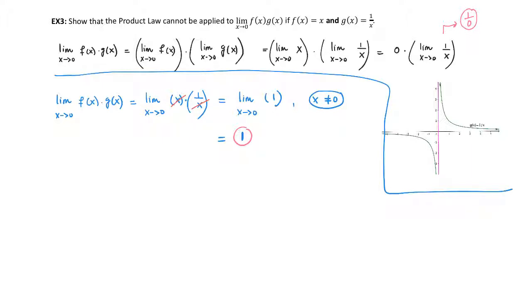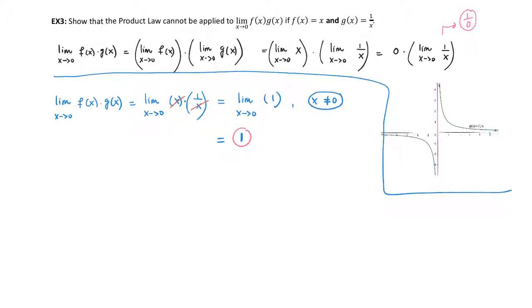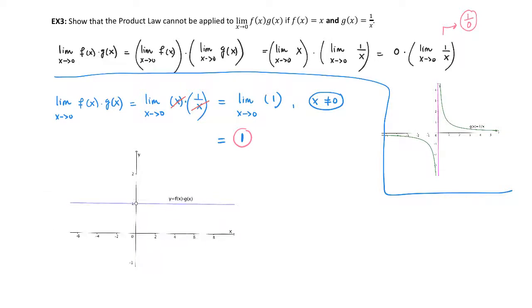And pictorially, you're going to see that it makes perfect sense. Here is a picture of f of x times g of x. The function pretty much is horizontal at a height of 1 with an open circle here, telling us that when x is equal to 0, the function is undefined. But this is a question about limits, so we don't care what happens at 0. To the left of 0, the function is exactly 1. And to the right of 0, the function is 1. So no wonder the limit ended up being 1.